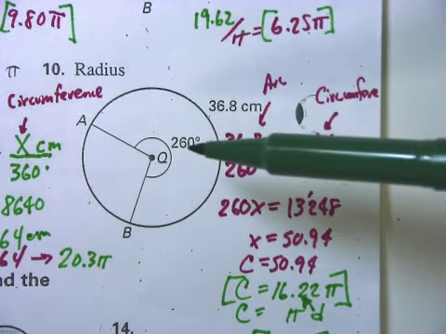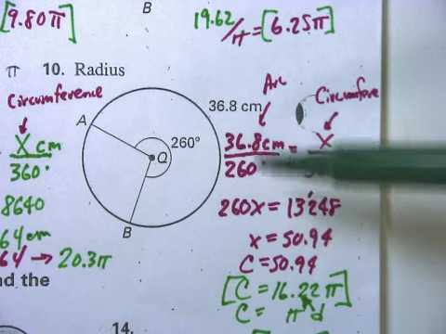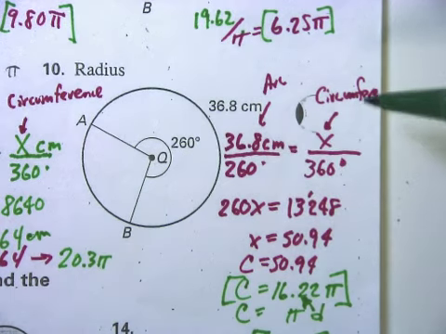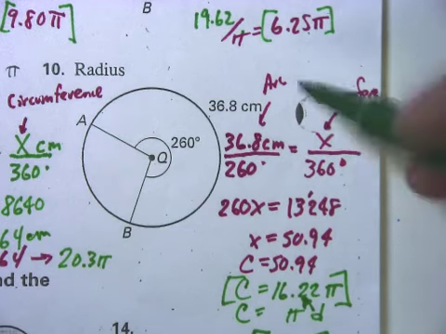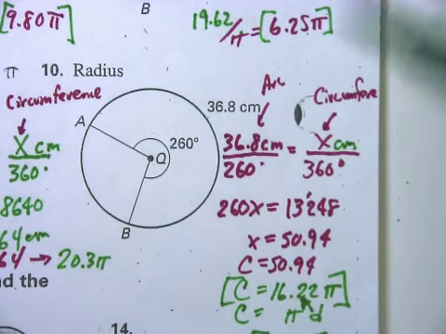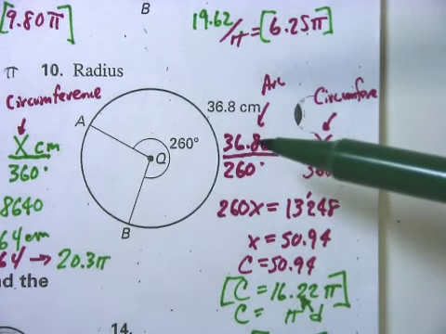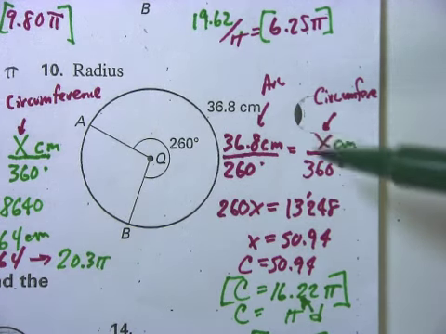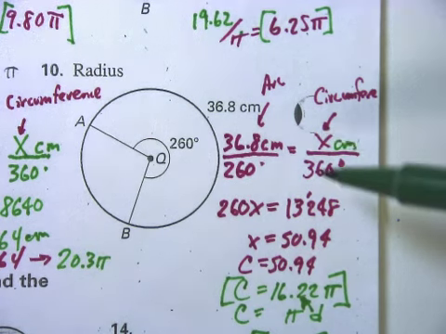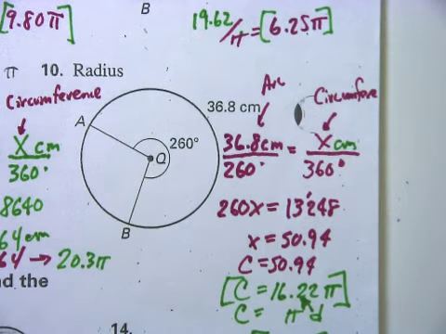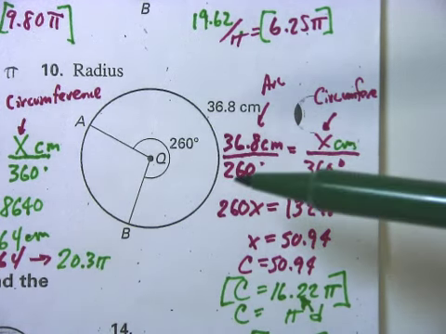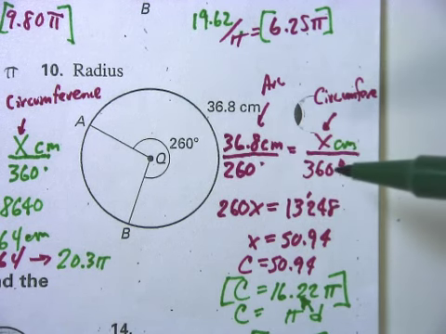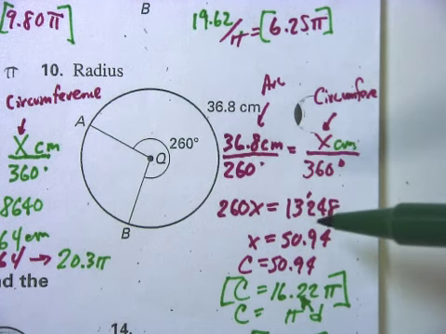Same thing with question number 10. They give me the reflex measure here. They tell me that 36.8 centimeters is the same as 260 degrees. So I put my proportion here. If I have centimeters over degrees on this side, I'm going to have centimeters over degrees on the other side. So 36.8 centimeters gives me 260 degrees. And I don't know how many centimeters are in the circumference, but I do know that it's going to give me 360 degrees. So I cross multiply.